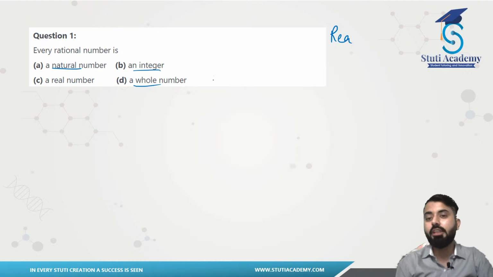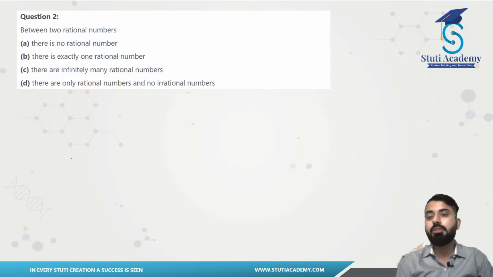Each of these three lies under your real numbers, right? Real numbers are your natural, whole, integers, rationals, and irrationals. So you guys can say the answer should be what? It should be real number because each of the other three is correct. So that means this would be the only option because each of the other three is lying under this. So that will be the case here.